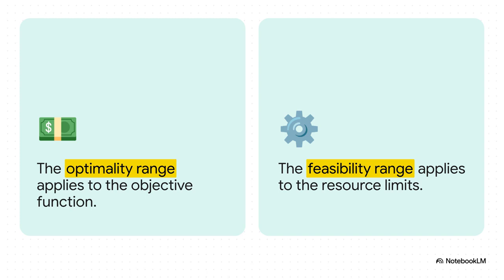This deals exclusively with money and profits. And on the right side of your mind, put the range of feasibility. This deals exclusively with physical resources and constraints. Just keep those two sides separate and you'll never get tricked on a multiple choice question again.